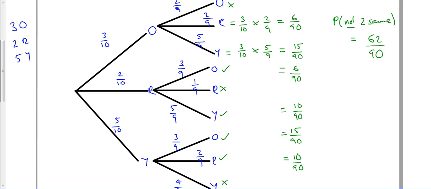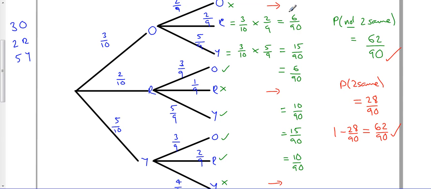Now I could have gone about this in a completely different way. I could have worked out this answer here, I could have worked out this answer here, and I could have worked out the bottom answer there, just the 3 same options, and I could have done 1 minus. So the probability of the same, if I do all those calculations, comes out as 28 out of 90. So to get my answer 62 out of 90, I do 1 minus 28 out of 90. That's what's left over, which is 62 over 90. It would have given me the same answer, but it would have meant that I had to do fewer calculations. I would only have needed to do 3 instead of 6.